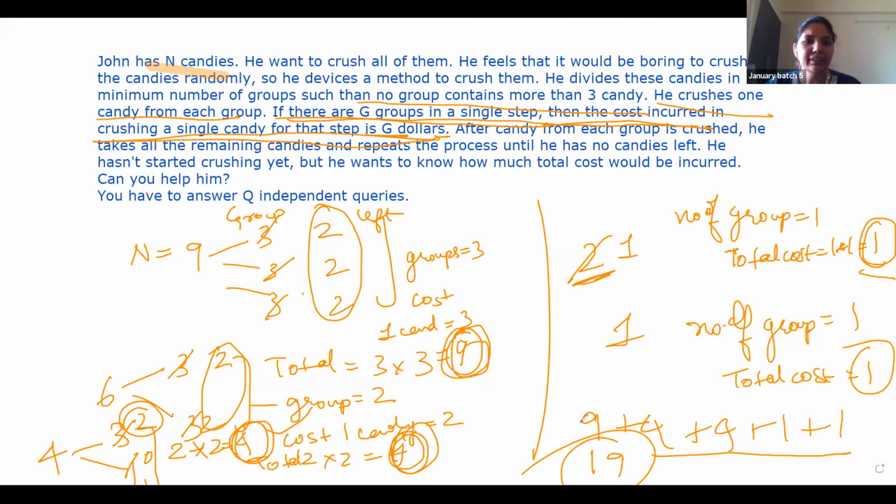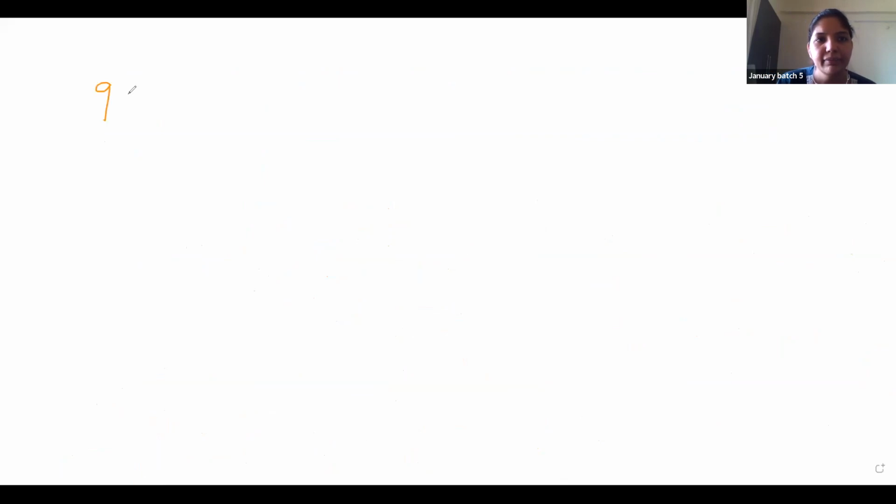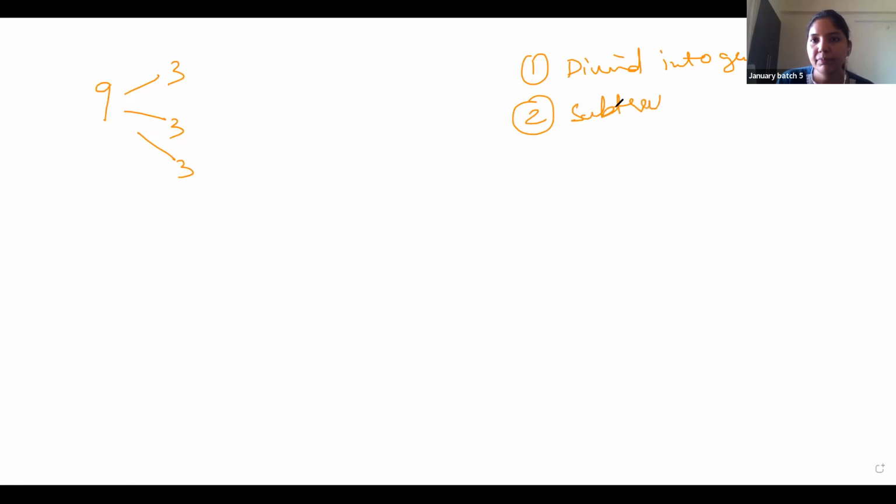Now can you see guys, in this question there is some pattern which is going on. So let us try to understand the pattern. We started with 9 candies. We said 3, 3, 3. So first step is dividing into groups of 3. And then subtracting 1 from each group. So this is what 2, 2, 2.